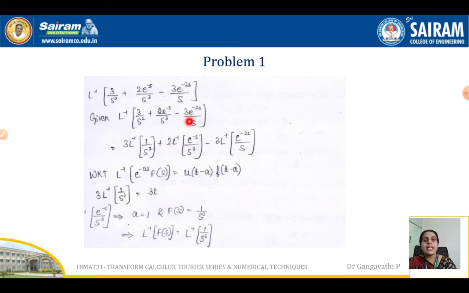We can apply the linear property and segregate the terms as individual terms, and constant terms can be taken outside as they are constants. So write 3 outside, L inverse operating on the first term which is 1 by s square, plus 2 into L inverse of e to the power of minus s divided by s cube, minus 3 into L inverse of e to the power of minus 2s divided by s.